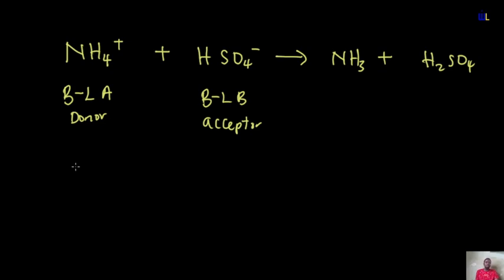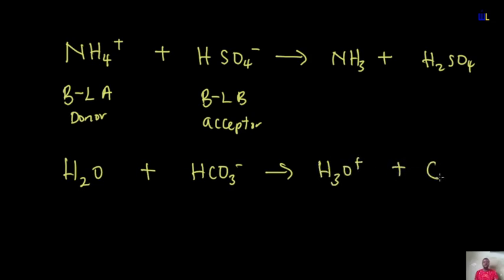Let's try one more example to help us understand this. Imagine I had H2O and then I had HCO3-. If this reaction is to occur and we have something like H3O+ and CO3 2-, which one of them is the acid, which one of them is the base? Notice something. Water in this case has 2 hydrogen atoms, but when it crossed over here it has 3.